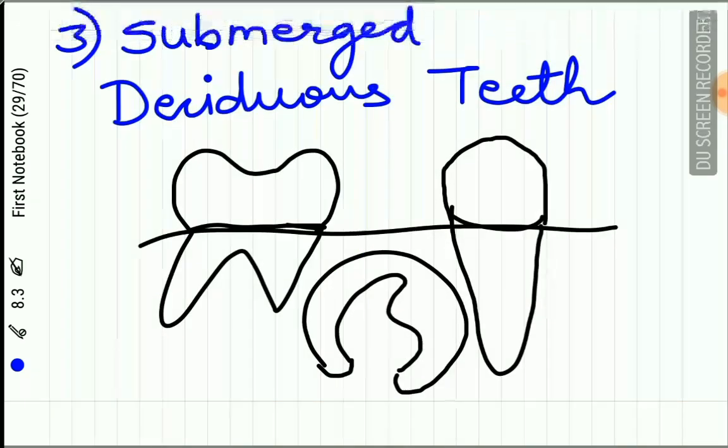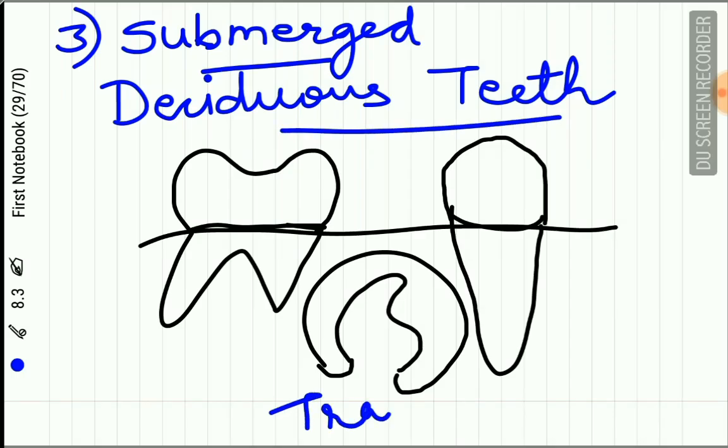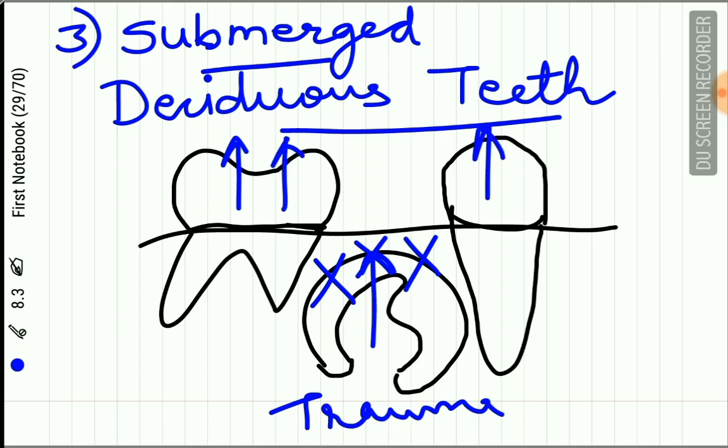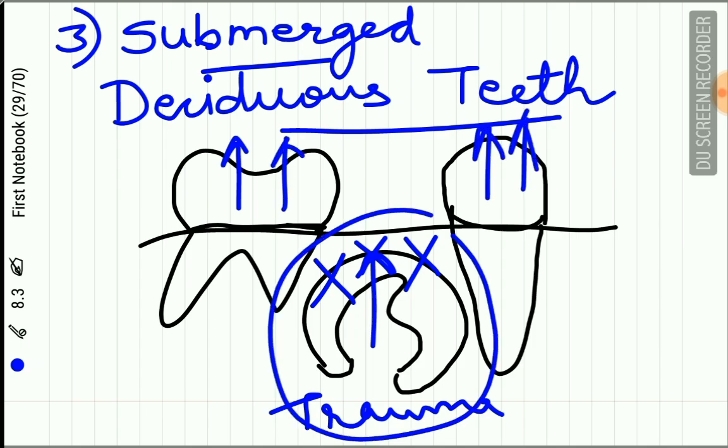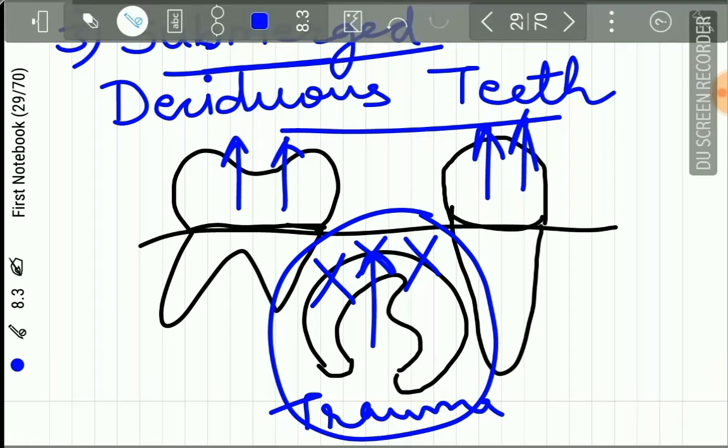The third clinical consideration is the presence of submerged deciduous teeth. Sometimes trauma occurs in the developing tooth, as a result of which the developing tooth fails to erupt, and due to this the tooth gets ankylosed within the jaw. The neighboring teeth erupt normally, but the traumatized tooth does not erupt. This results in the formation of a submerged tooth.